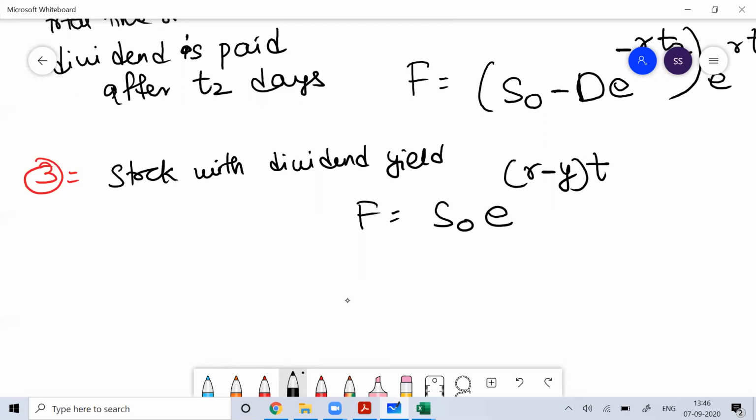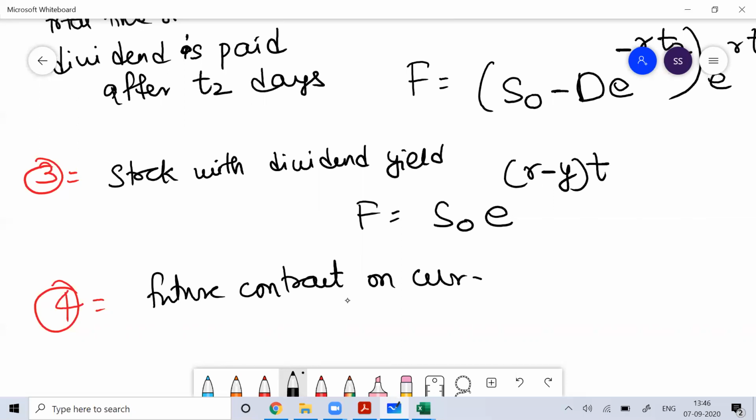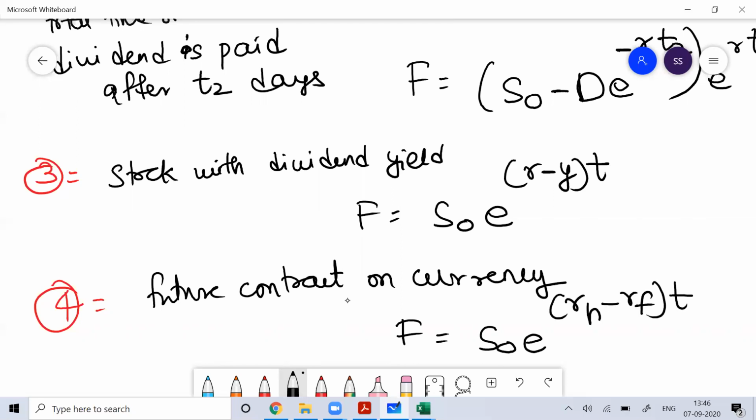So you can study this. Okay, and going further, in the case of currency market, when you're studying IFM, you use the formula for a future contract on currency. So when you talk about currency, you use the formula F is equal to S naught e to the power (RH minus RF) into T.